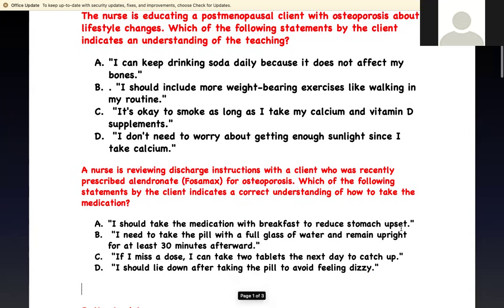Look at it. And this is reviewing discharge instruction with the client who has recently been prescribed alendronate. Do you recognize this medication is a bisphosphonate for osteoporosis? Which of the following statements by the client indicate the correct understanding of how to take the medication? You should be able to answer this question after the lecture.